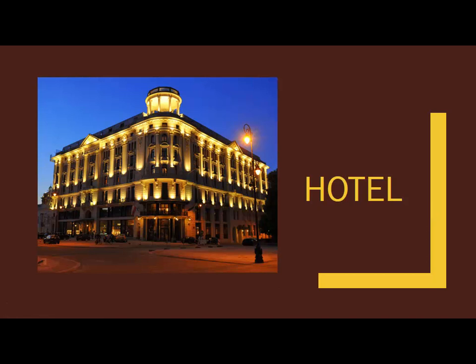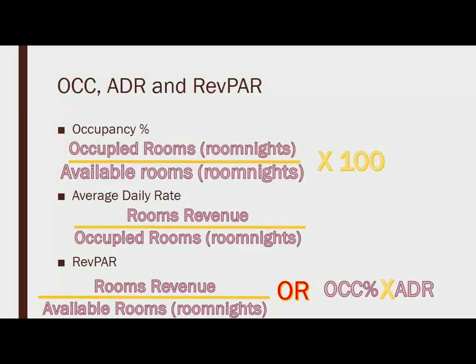So, hotels, the main three that you have definitely seen in other courses are your occupancy percentage, your average daily rate, and your RevPAR. Occupancy percentage would be occupied rooms or room nights divided by available rooms or room nights times 100. That would give you your occupancy percentage. Okay? So of all your rooms available, what's the percentage of rooms that were occupied?